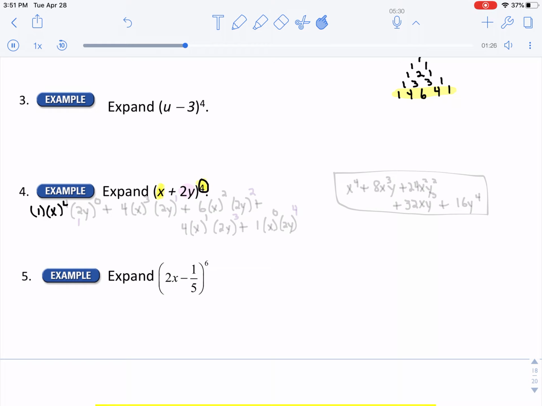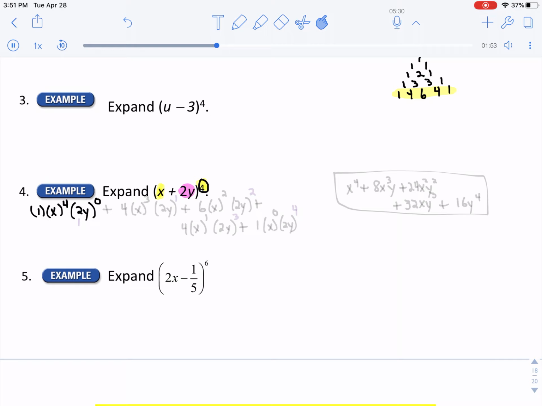All right, now I pick up the second term, and the second term in this problem is the positive 2y, so the 2y is what I'm going to pick up. So I've got 1 from Pascal's triangle, x to the fourth power times 2y. Now this is to the 0 power, because the 4 and the 0 have to add up to 4.